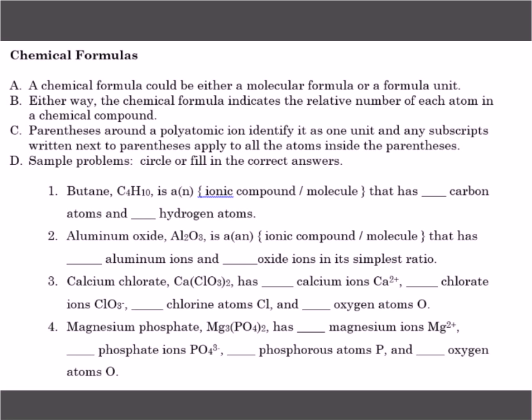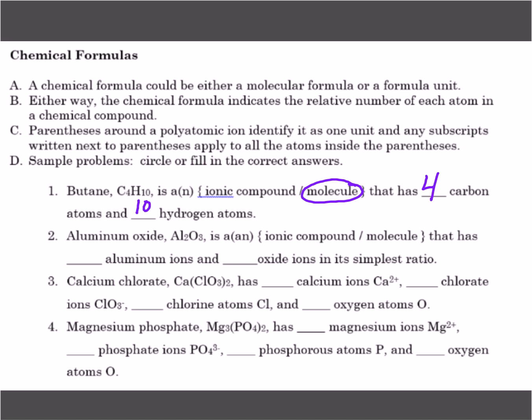Circle to fill in the correct answers. Butane, which gives you the formula. What type of compound is that? It's a molecule. Why? Because there is no metal, so it would be what type of bond? Covalent, guys. Molecules are covalent. How many carbon atoms does it have? 4. It's got the subscript 4. How many hydrogen atoms? 10. Super easy.